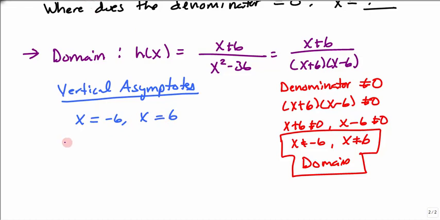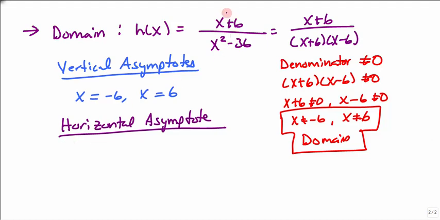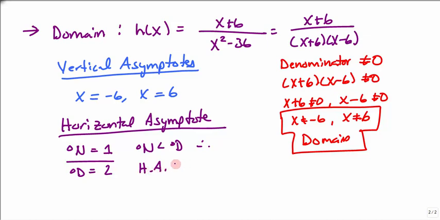Now my horizontal asymptote is next. For my horizontal asymptote, I just need to look at the degree in the numerator and the degree in the denominator. The degree in the numerator is this implied 1, so the degree in the numerator is equal to 1. The degree in the denominator is equal to 2. Well, the degree in the numerator is less than the degree in the denominator, therefore the horizontal asymptote is y equals 0.